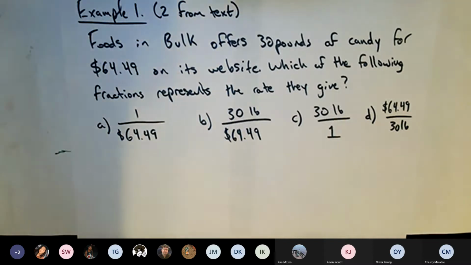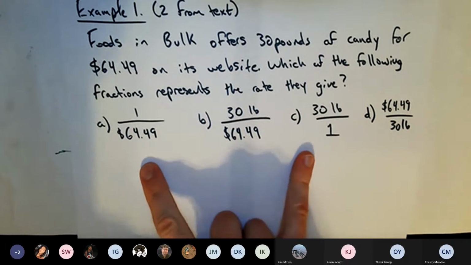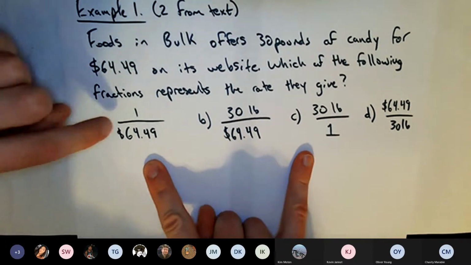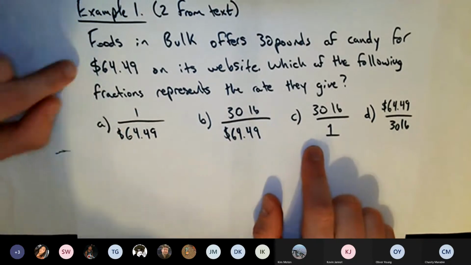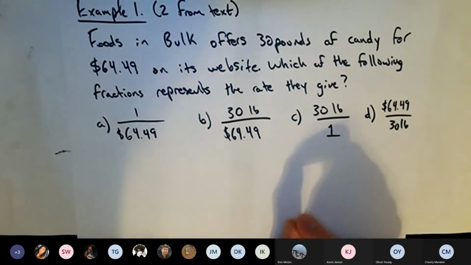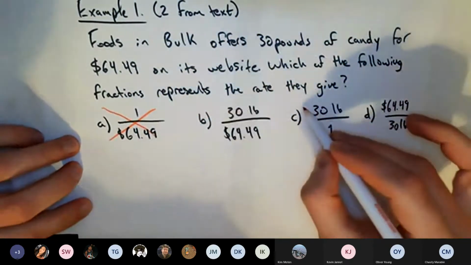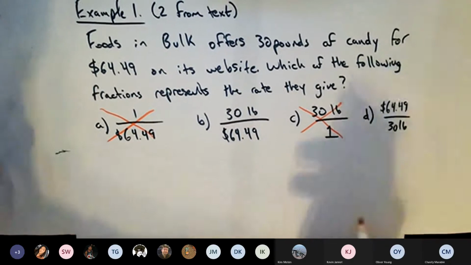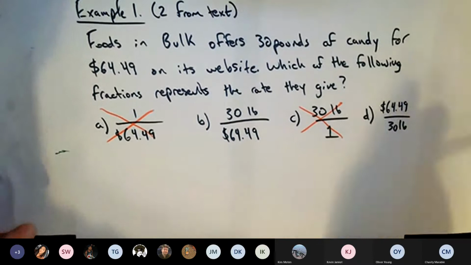Okay, so there are technically two right ways to write this. The things you're looking for are, first of all, for both numbers to be involved. So A and C are just completely wrong, because A straight up ignores the 30 pounds, and C straight up ignores the dollar amount. They don't involve both numbers. A rate should be a fraction that compares two quantities, but each of these only has one.